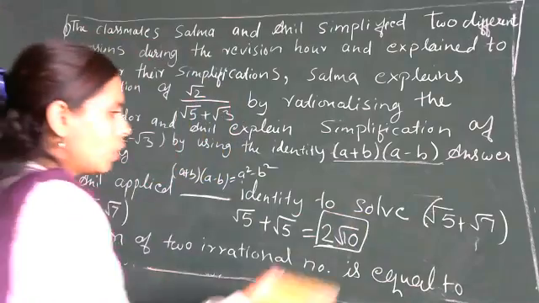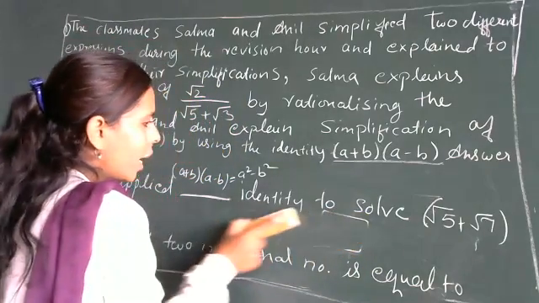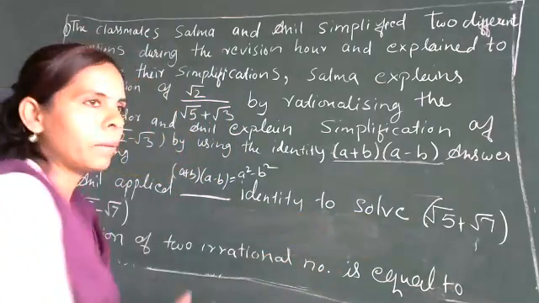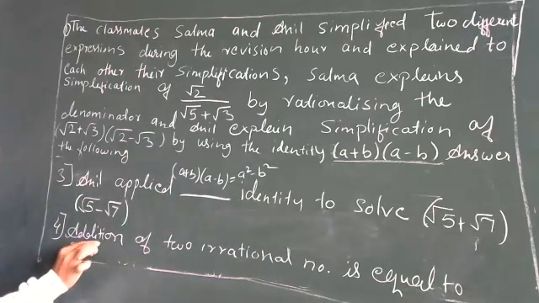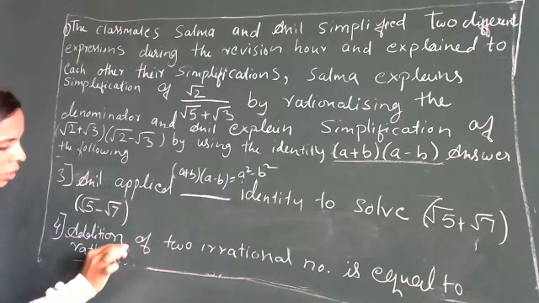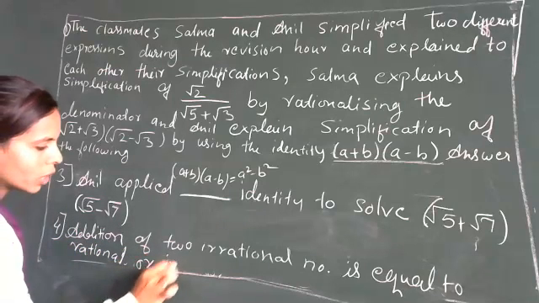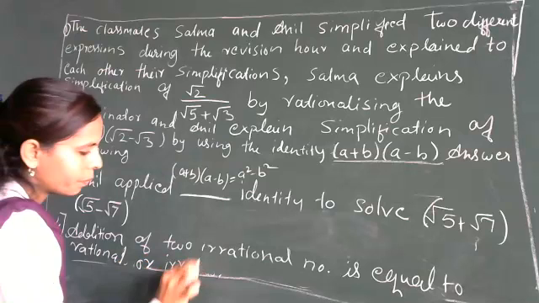So for this question, what answer are we going to have when we add two irrational numbers? It may be a rational number or it may be an irrational number. So the answer will be rational or irrational. Both answers you will get.